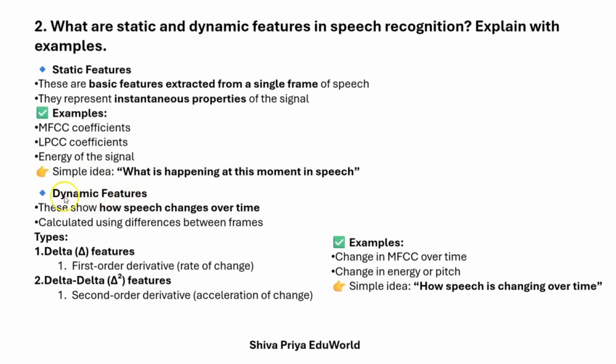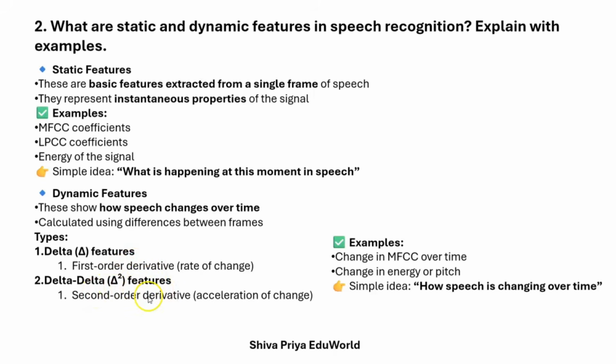The second one is dynamic features. These show how speech changes over time. That is dynamic, which is not static. These two are opposite to each other. Dynamic features are calculated using differences between frames, meaning the difference from one frame to another frame. We have delta features here. We have 2 types: delta and delta square. First order derivative is delta, and second order derivative is delta square.